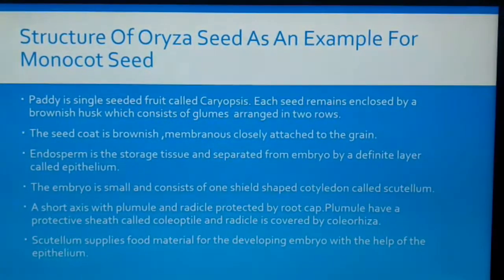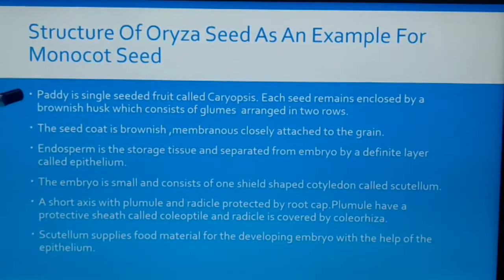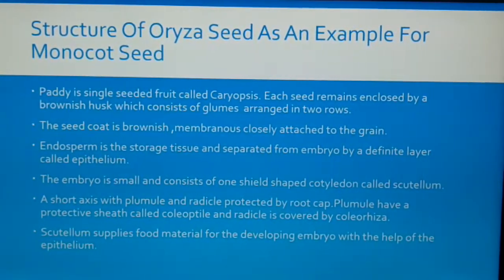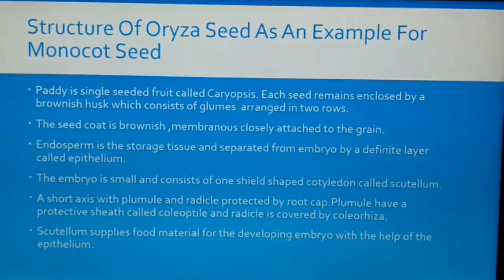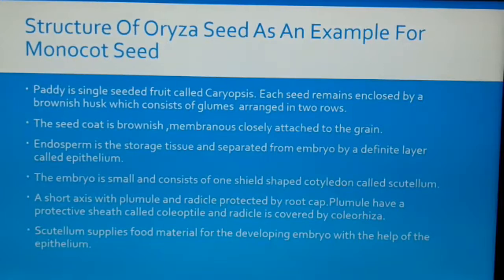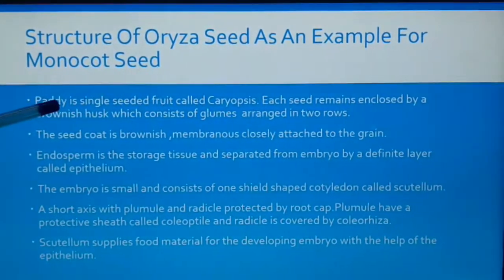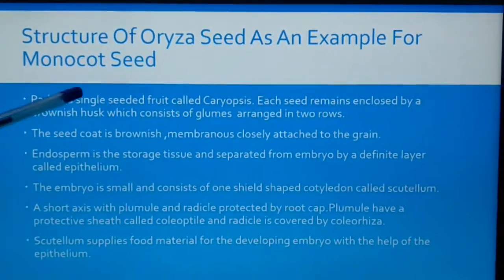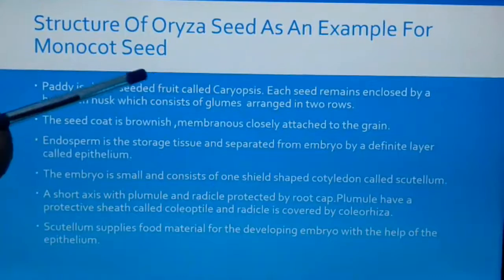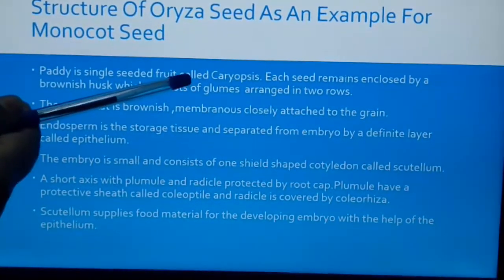The topic is the structure of a monocot seed. Example: Oryza, the paddy seed. Paddy is a single-seeded fruit, and it is called a caryopsis.